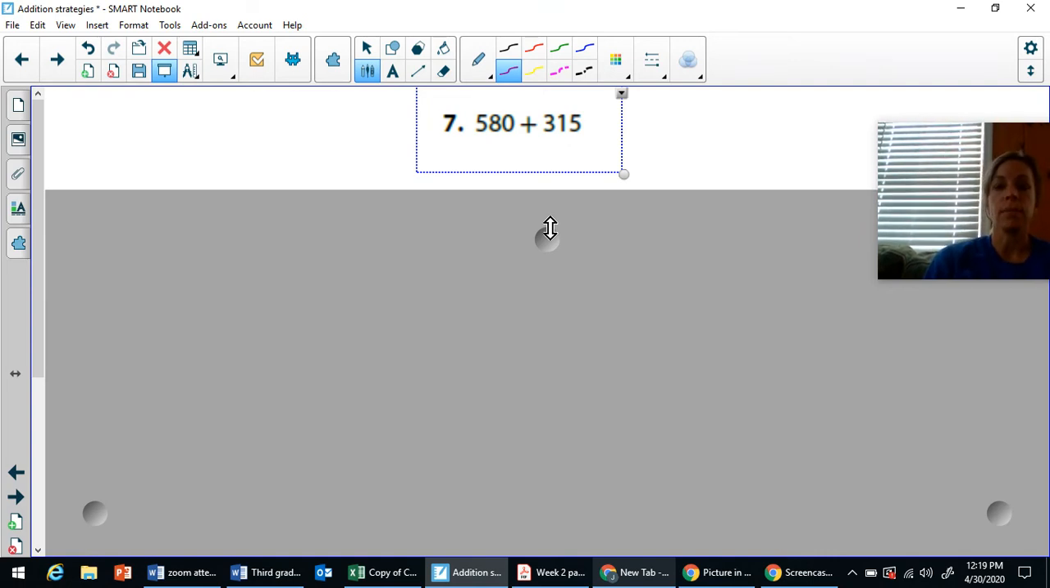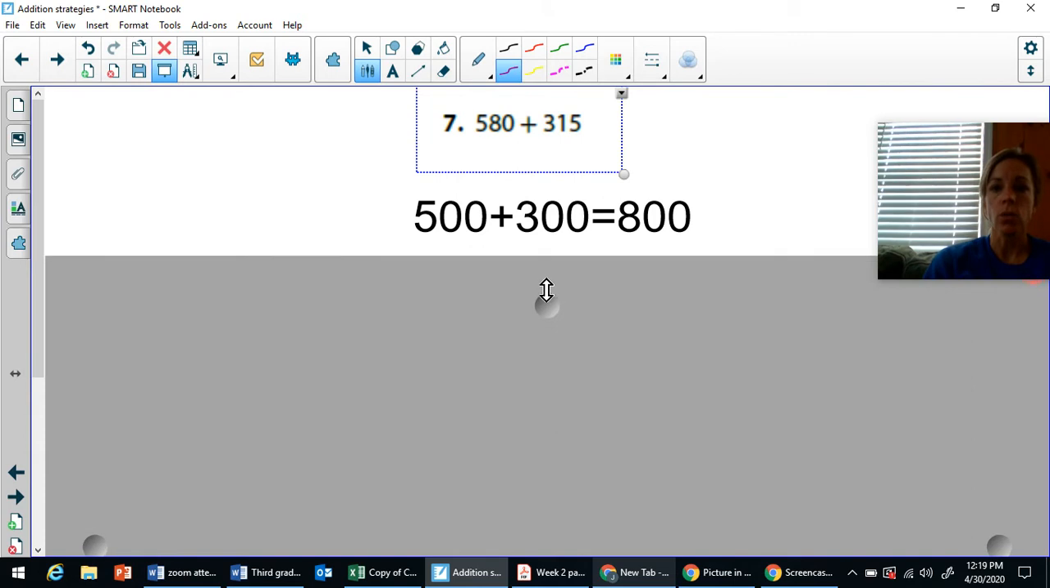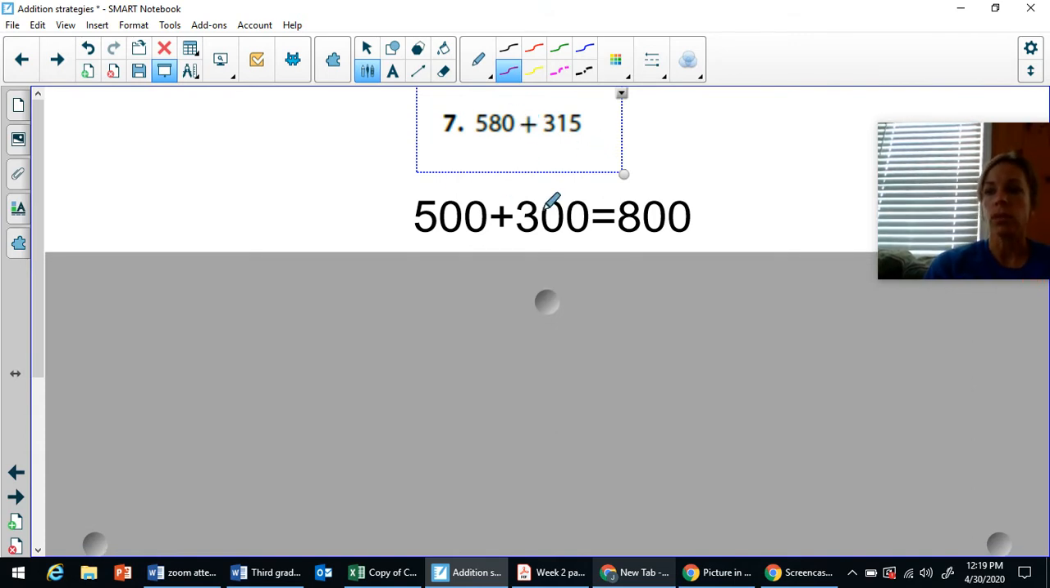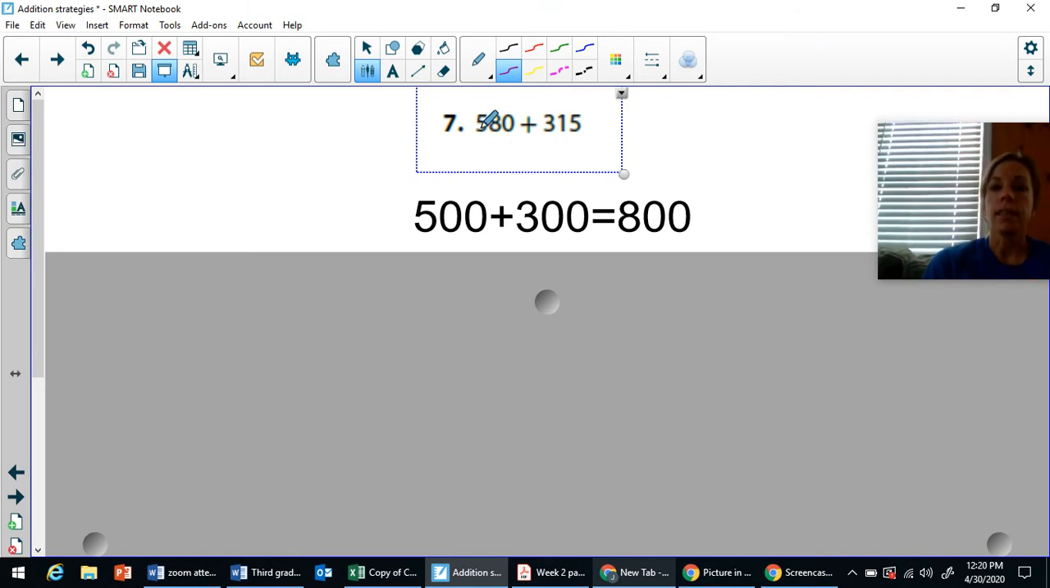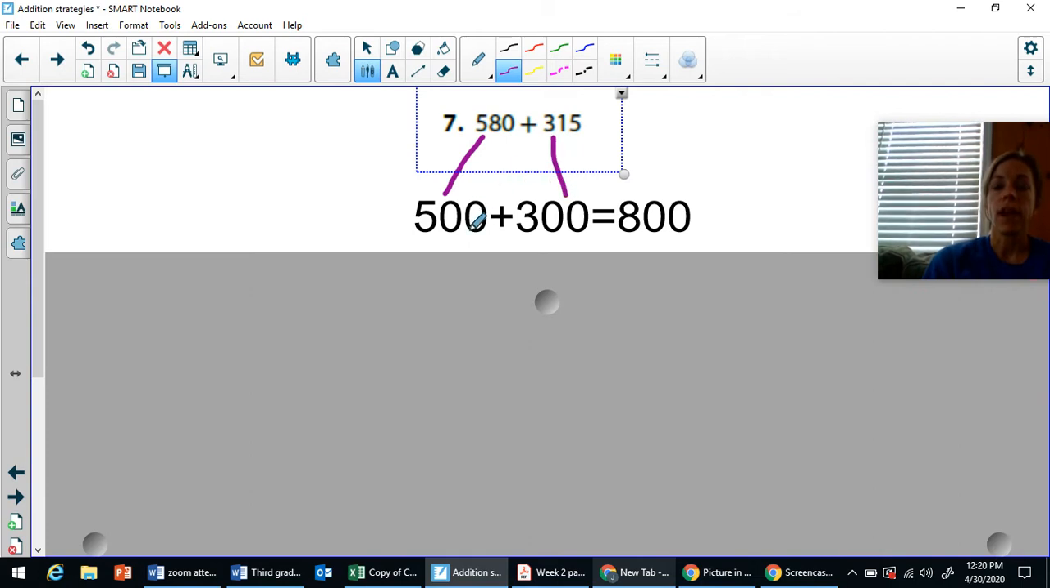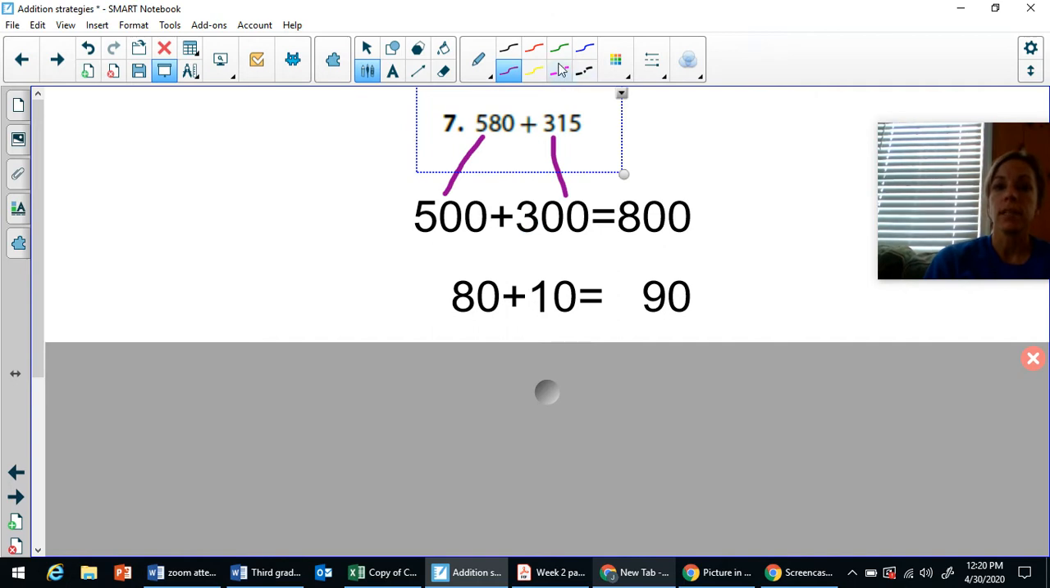I'm going to break apart these numbers. So if I am looking at this, the first thing I could do, and you can start with the tens or the hundreds, or the ones, whatever works for you, I am looking at this as 500 and 300. And I know that 500 plus 300 is 800. I am now moving into the tens. I'm going to change colors. I have the 8 in the tens place represents 80. The 1 in the tens place represents 10. 80 plus 10 is 90.